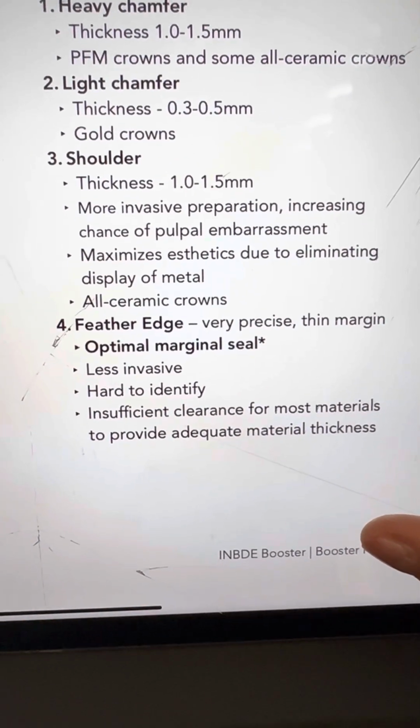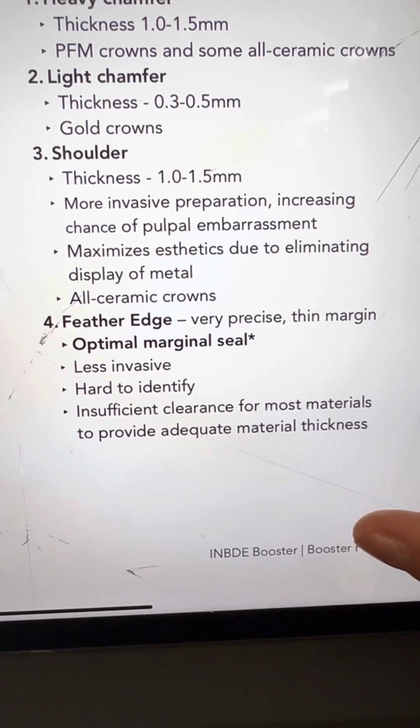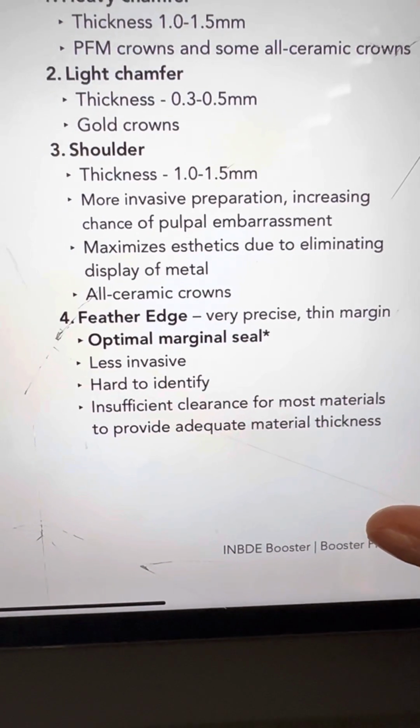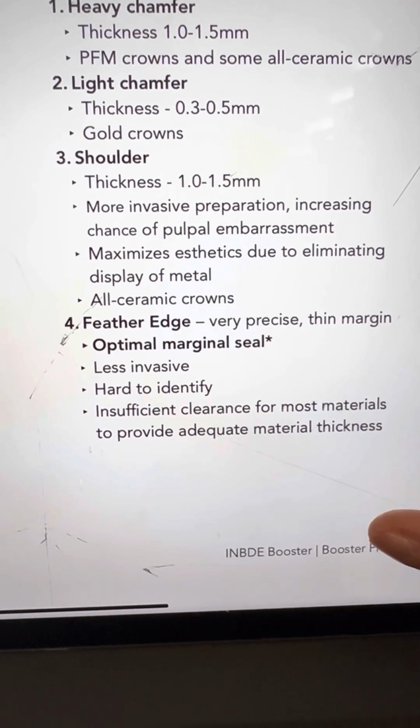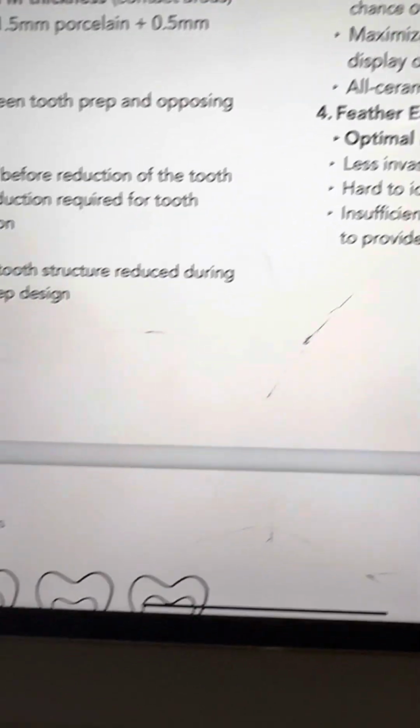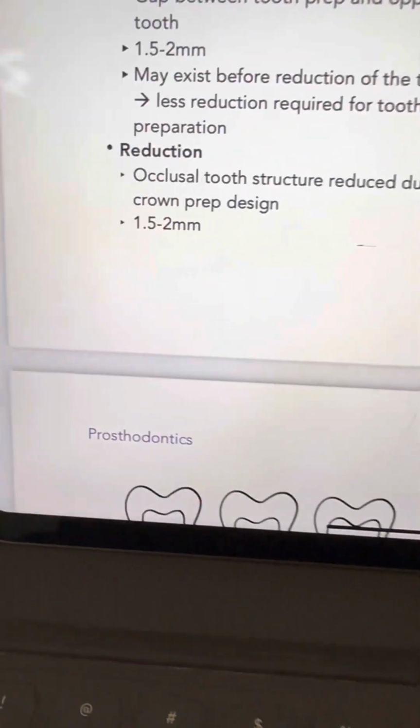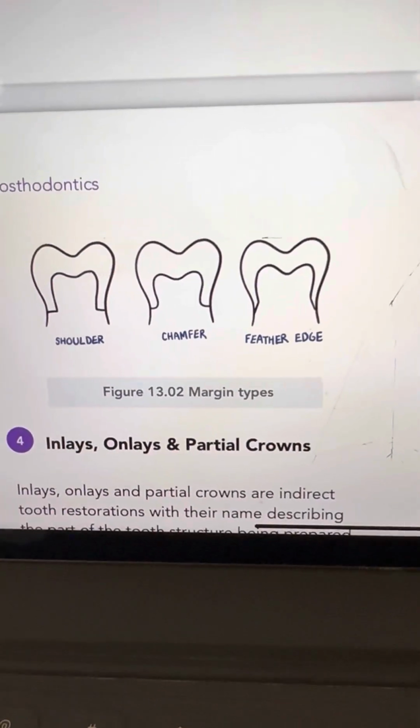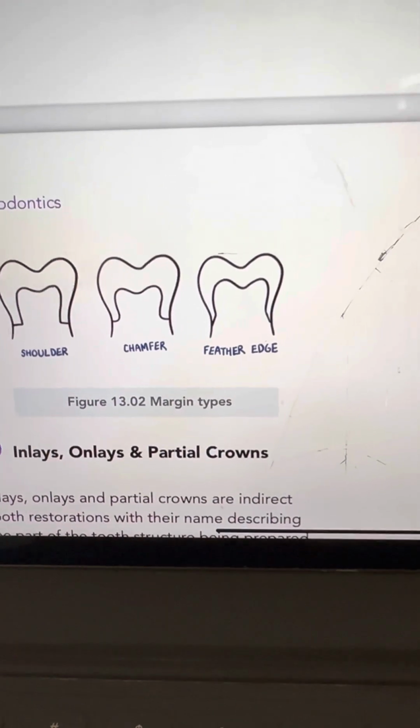Insufficient clearance for most materials to provide adequate material thickness. Feather edge, very precise, thin margin, optimal margin seal. Prosthodontics: shoulder, chamfer, feather edge.